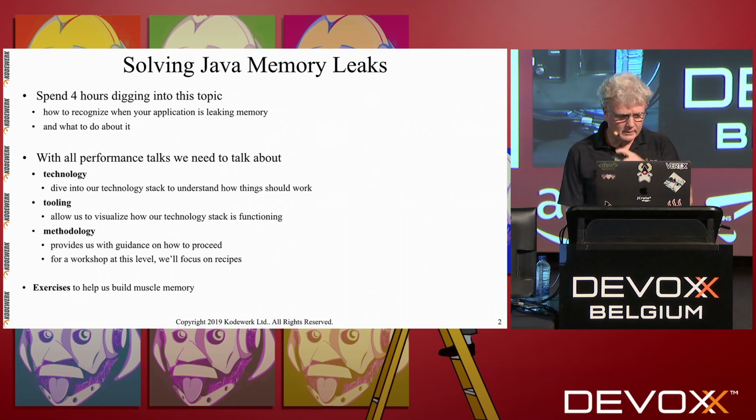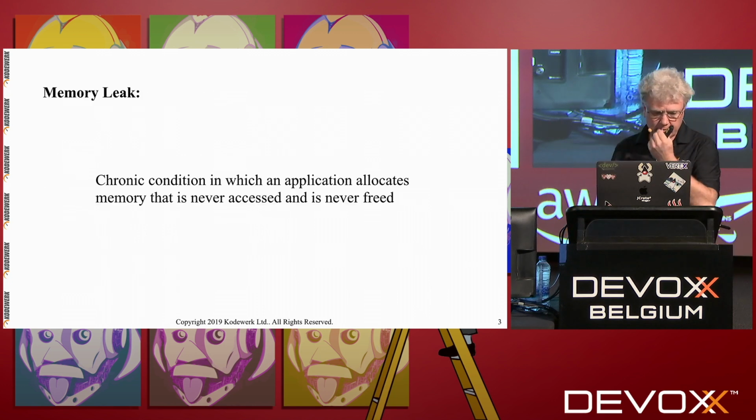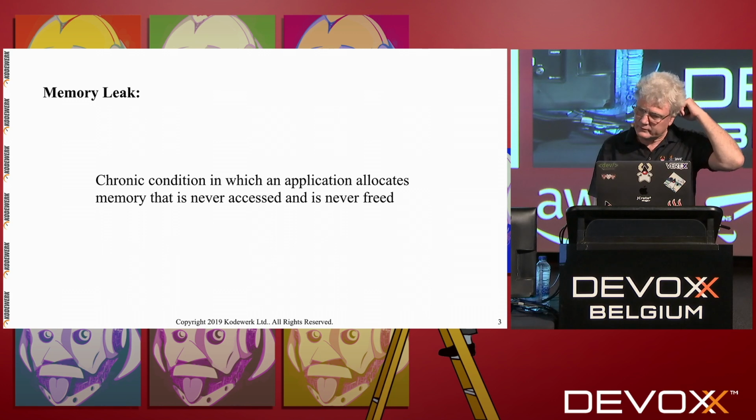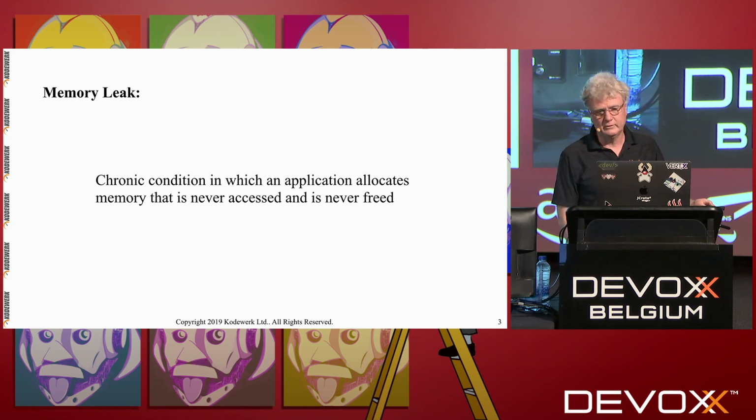Okay. And some methodology. Normally I talk about methodology, but at this level, we're sort of beyond the methodology. We're just talking about what I call recipes here, just ways of getting through the problem effectively. So memory leak, of course, everyone knows what a memory leak is. It's a chronic condition in which the application allocates memory that is never accessed and never freed. So that's our definition, the thing that we're actually looking for.